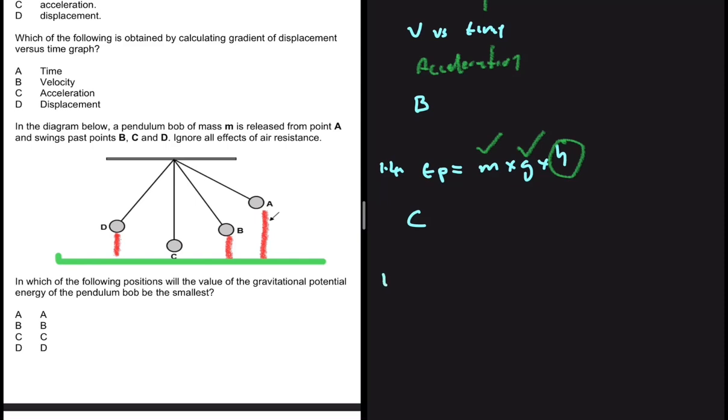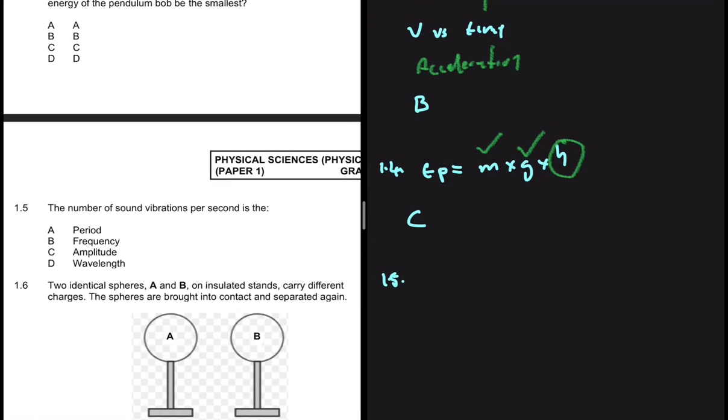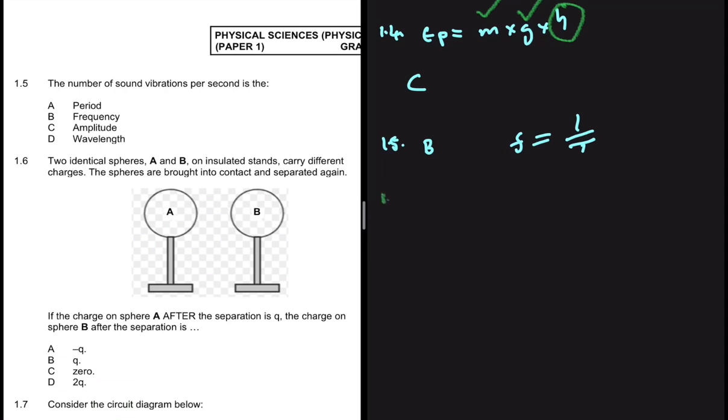Let's look at 1.5. The number of sound vibrations per second, that is the frequency. So the answer to 1.5 is B, because we know that frequency is equal to 1 divided by the period. The number of vibrations per second, the number of wavelengths that pass a point in a second. Option B, the frequency.